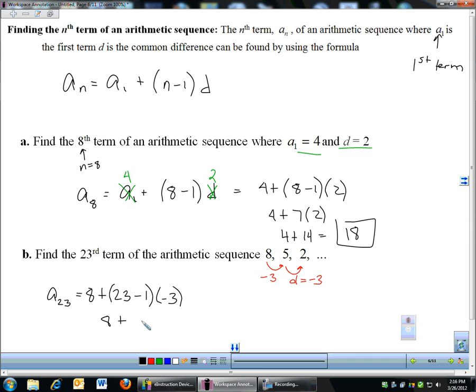8 plus 22 times negative 3. 22 times negative 3 is negative 66. 8 minus 66, what is that, negative 58? And so that is what the 23rd term is.